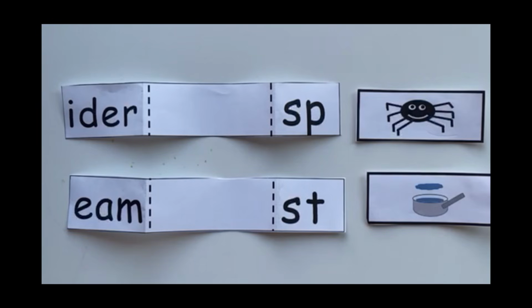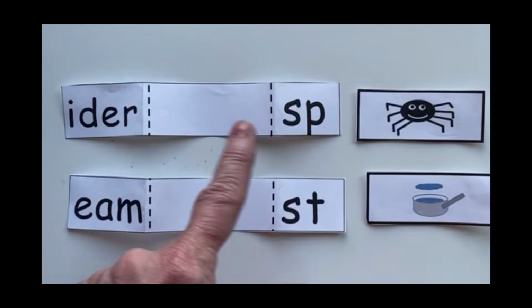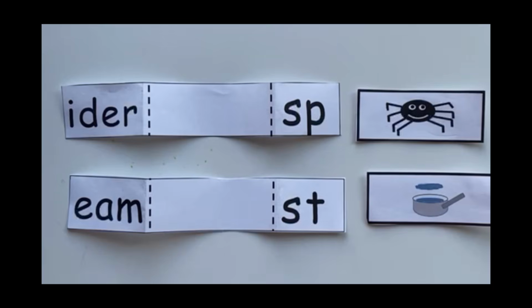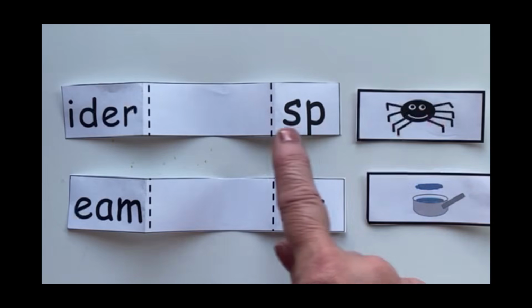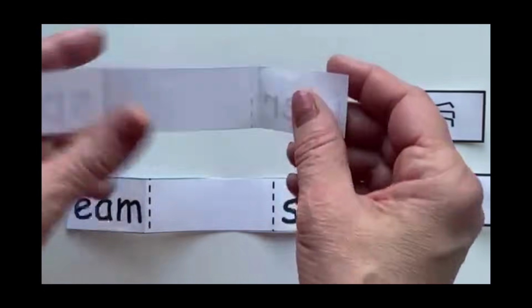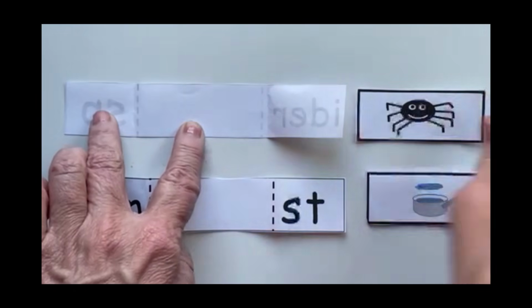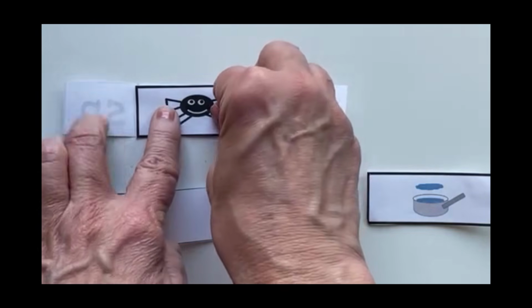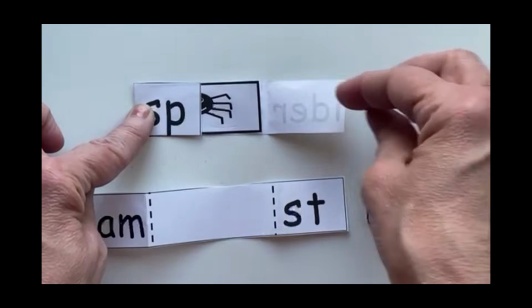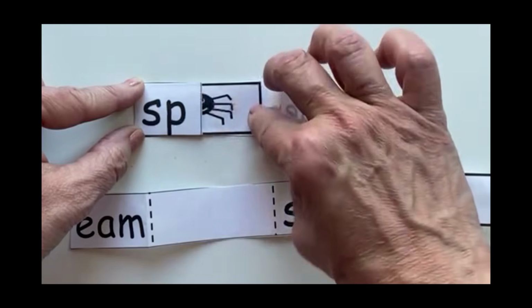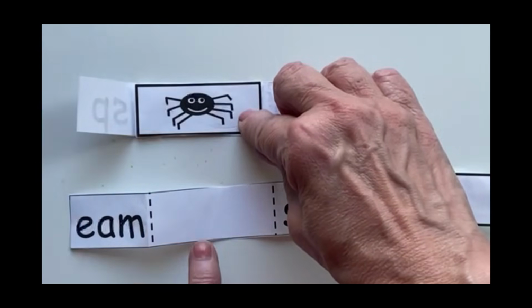For this template, you would cut out all of the pieces with letters and then all of the pieces with pictures. But for our demonstration, we're just going to do two. So we've matched the pictures with the words. And before we can put the words together, we have to turn the letters over. And then we put the picture in between. Then we close up the letters and we have the word that says spider, and we open it up, we have a spider.